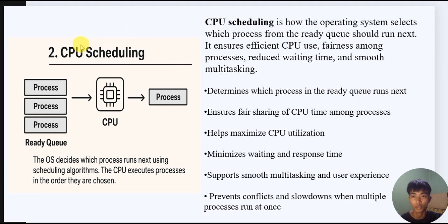So in CPU scheduling, there are many processes. This is the CPU, and it decides what process will be taken first.